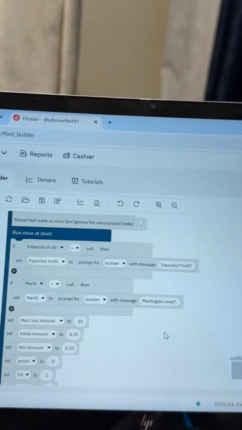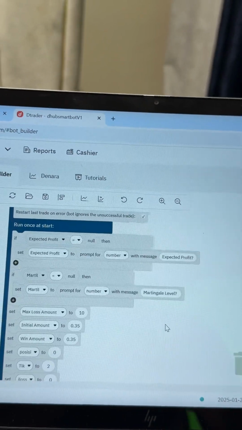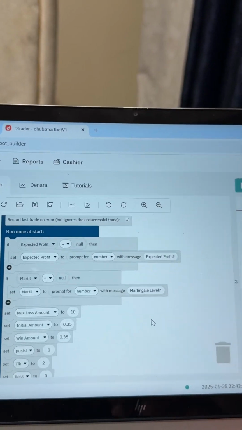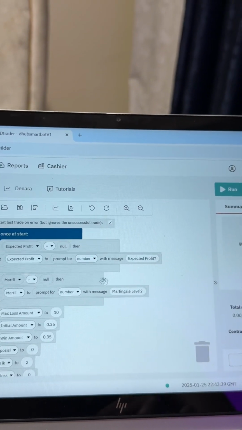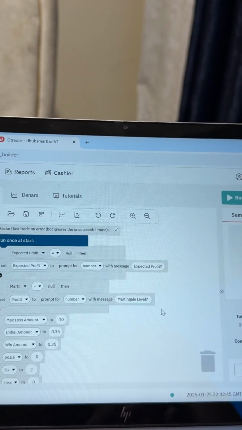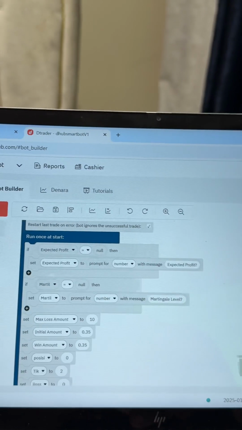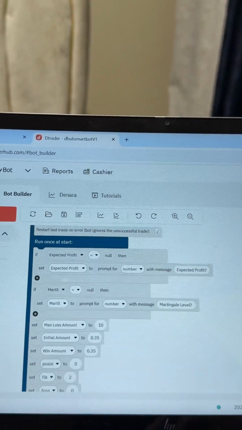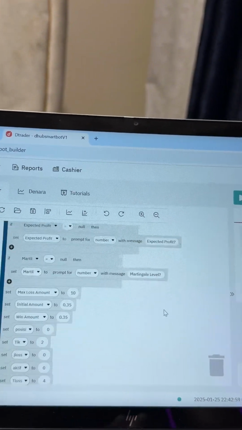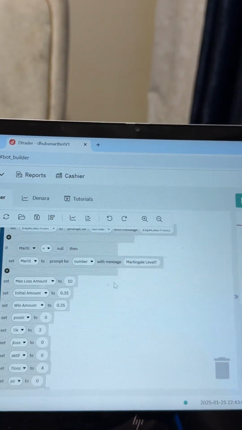Now here's where things get interesting. Interesting to mean you should be keen on this part if you intend to use this bot. Now, the expected profit and the martingale level on this bot are not set initially. You have to start running the bot, and then it will prompt you what is your expected profit, what is your martingale level. The martingale level is just the multiplying factor. In case you lose, it multiplies your initial amount.